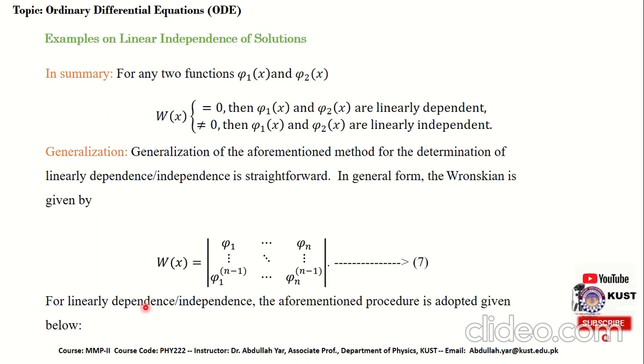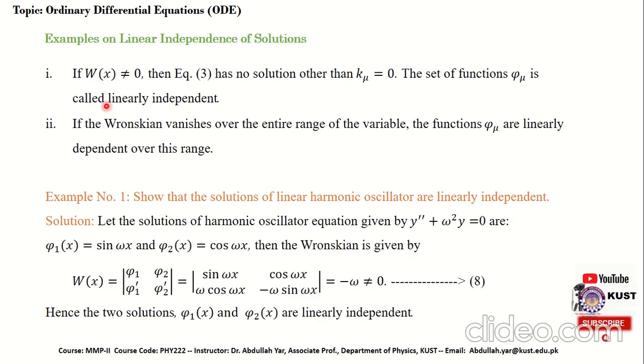For linear dependence or independence, the aforementioned procedure can be adopted, meaning that if W of x is not equal to 0, then equation 3 has no solution other than k mu equal to 0, and in this case the set of functions phi mu is called linearly independent. However, if the Wronskian vanishes over the entire range of the variable, then the functions phi mu are linearly dependent over this range of the variable.